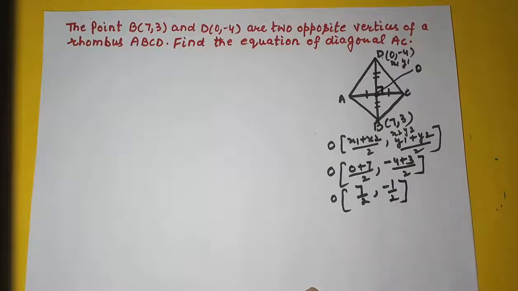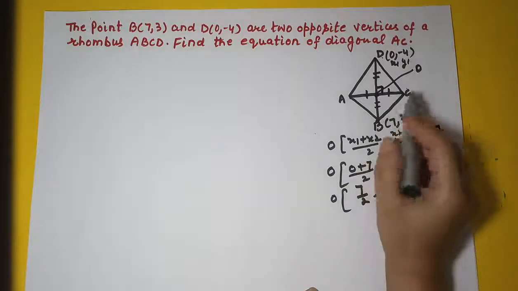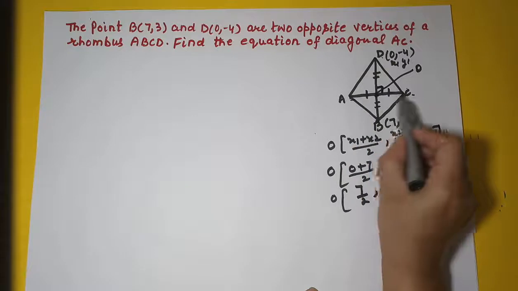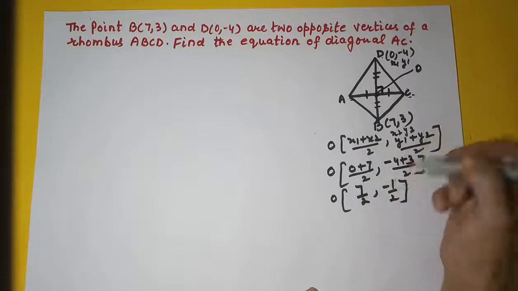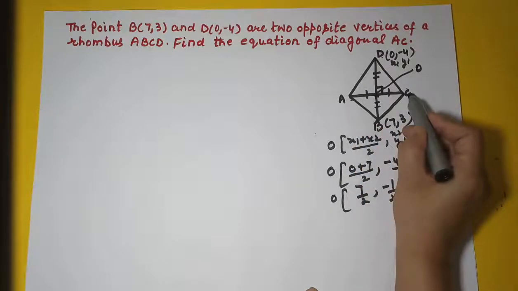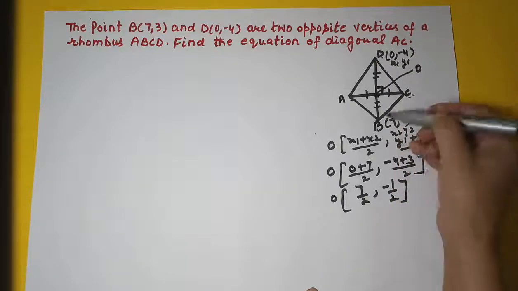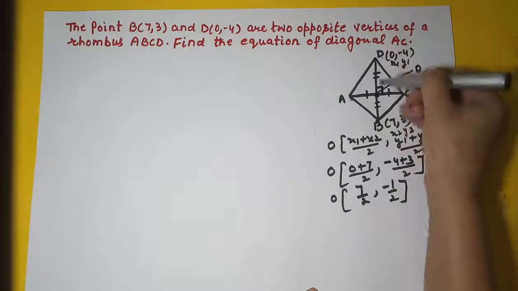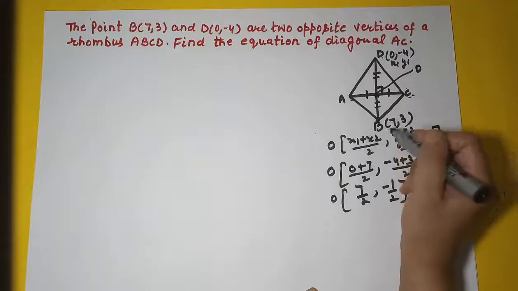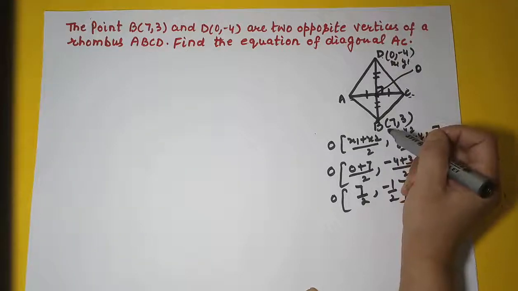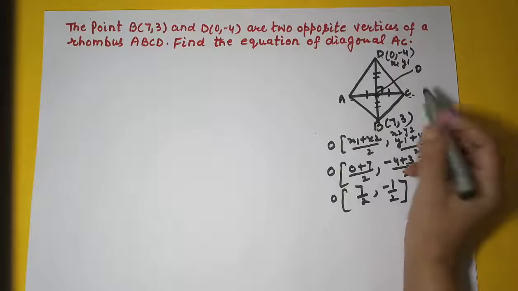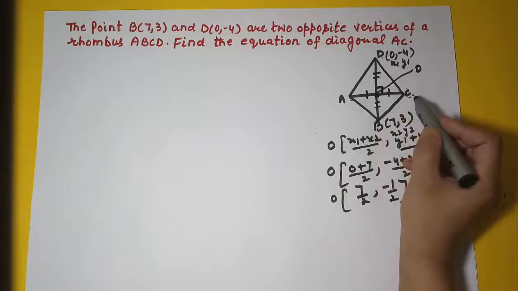Fine. Okay. What are we going to find actually? We want to find the equation of AC. So we got the point through which AC is passing. Now we want the slope of AC also. For that, if we calculate the slope of BD, then the slope of AC times the slope of BD will be -1. So we will be able to find the slope of AC, right?